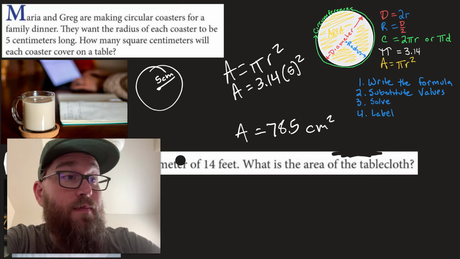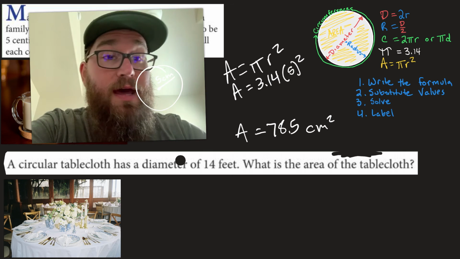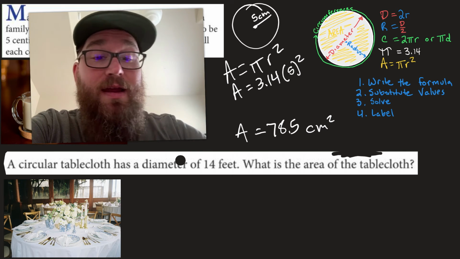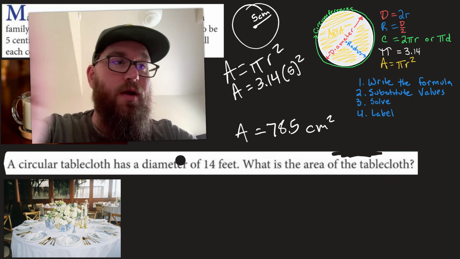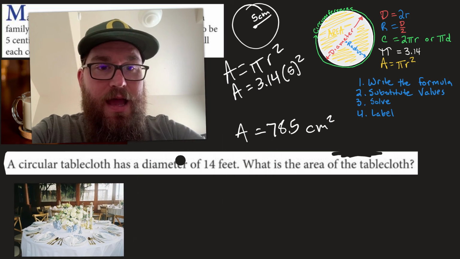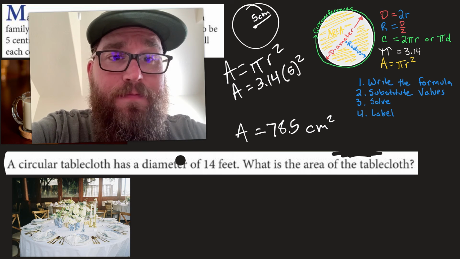All right, let's move that out of the way. So let's look down here, and I made a couple of mistakes, so that's why you have the weird hole punch and stuff, but still it'll work. So if we look at a circular tablecloth, kind of like that, it has a diameter of 14 feet. What's the area of that tablecloth?